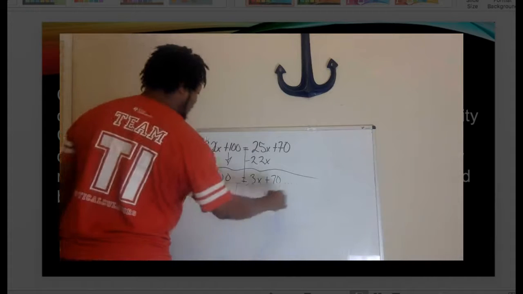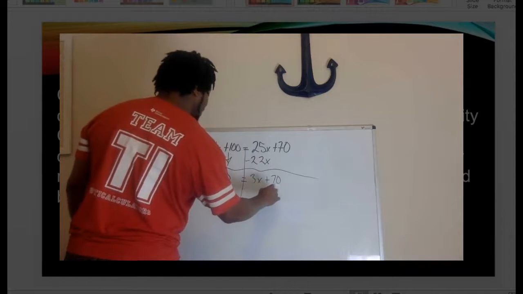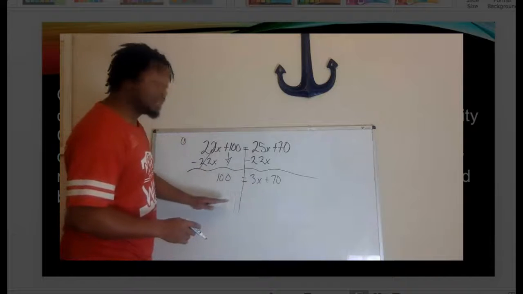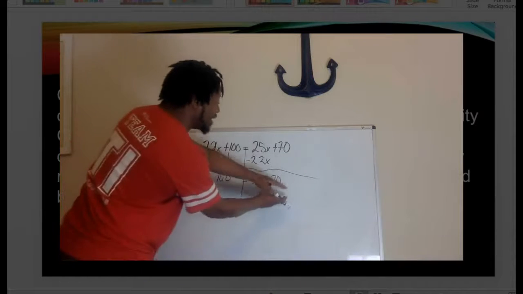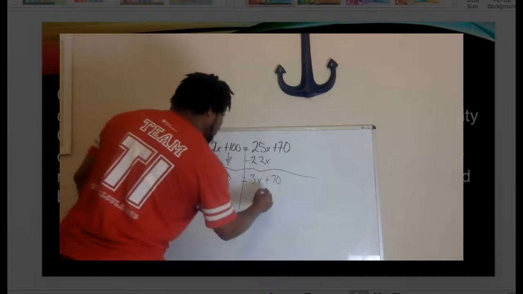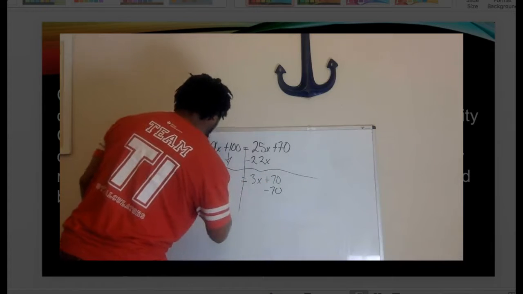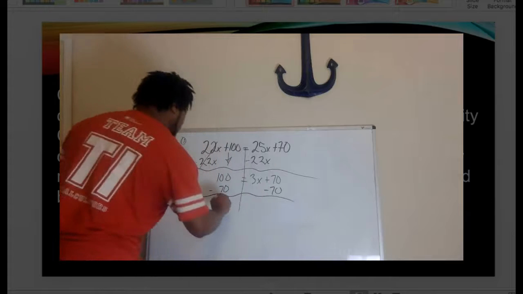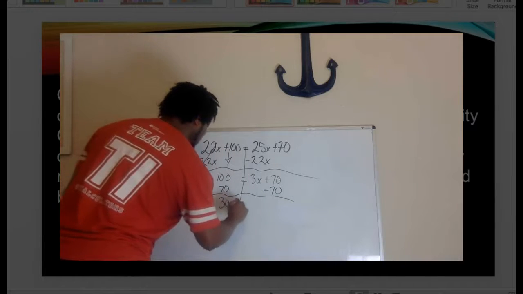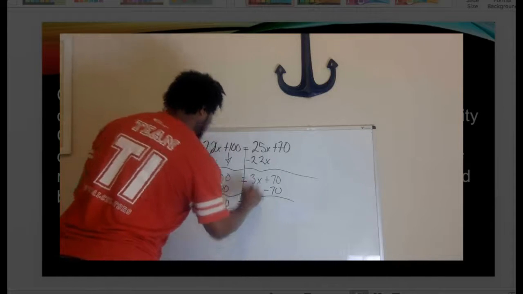Step number 2: remember, we don't move the constant that's by itself, but whatever constant is with the variable, that's the one we need to move. So we subtract 70, minus 70, and that gives you 30 equals 3x.